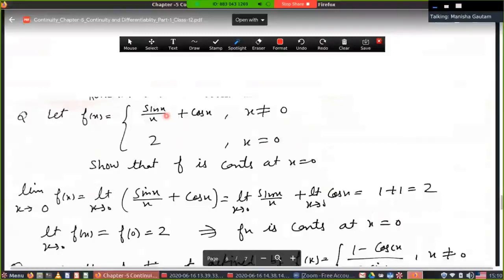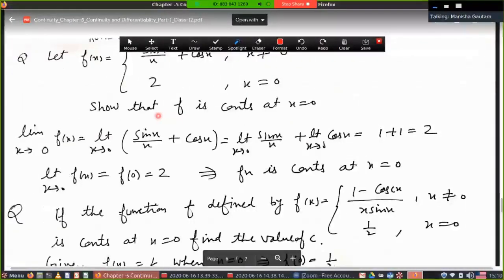Now check what is the value for the limit, limit x tending towards 0 of the function f(x). f(x), when x is not equal to 0, is tending towards 2, either from left or right. It means the function is sin x upon x plus cos x. Now apply the limit on it. On the first part, limit x tends to 0 of sin x upon x is 1. And limit x tends to 0 of cos x is also 1. It is 1 plus 1, it is 2. And the value at x equal to 0 is also 2. So both are equal. The function is continuous at x equal to 0.